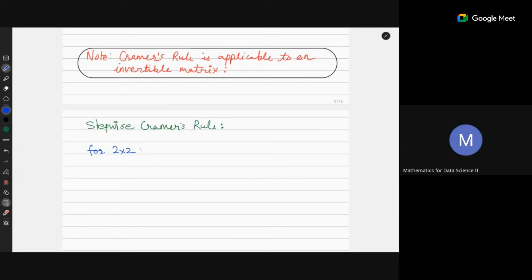So in Cramer's rule, if you are working with a system of linear equations which has the number of equations equal to the number of variables, and the determinant is non-zero, then it has a unique solution. If the determinant is equal to zero, then it has infinitely many solutions.